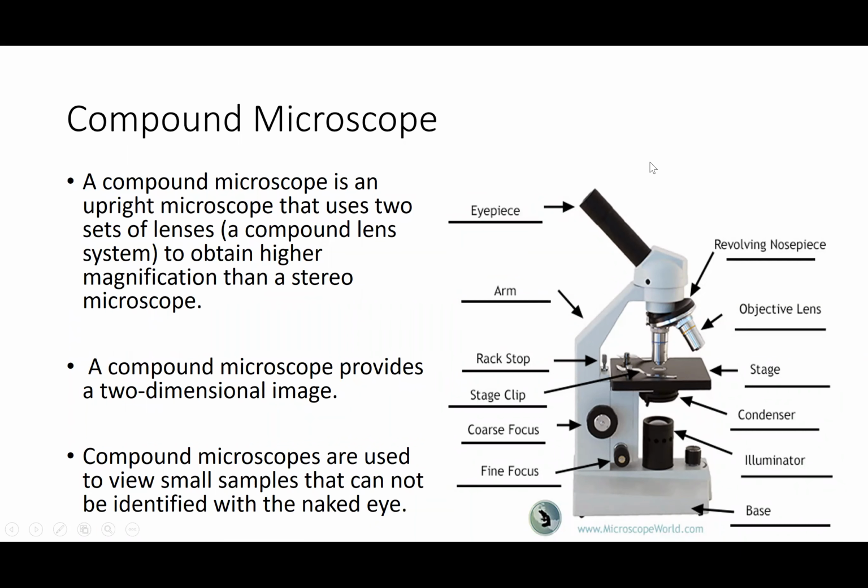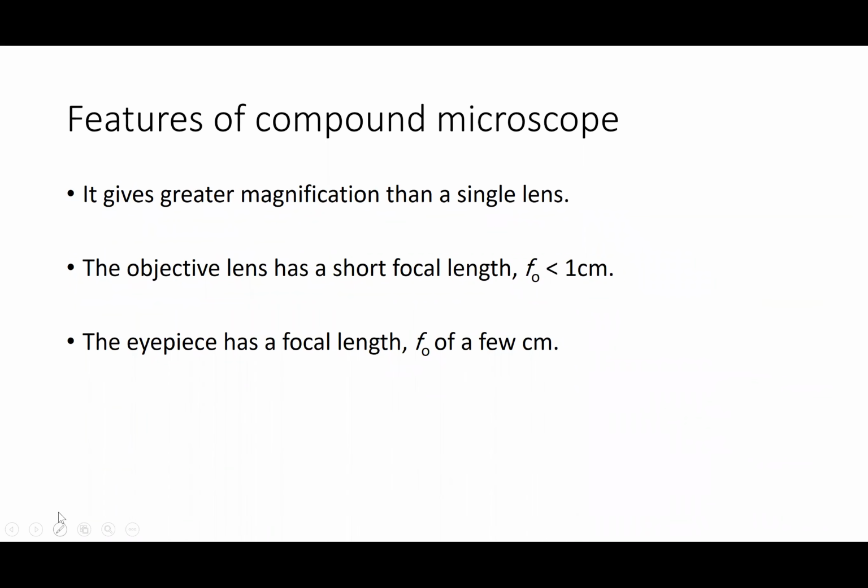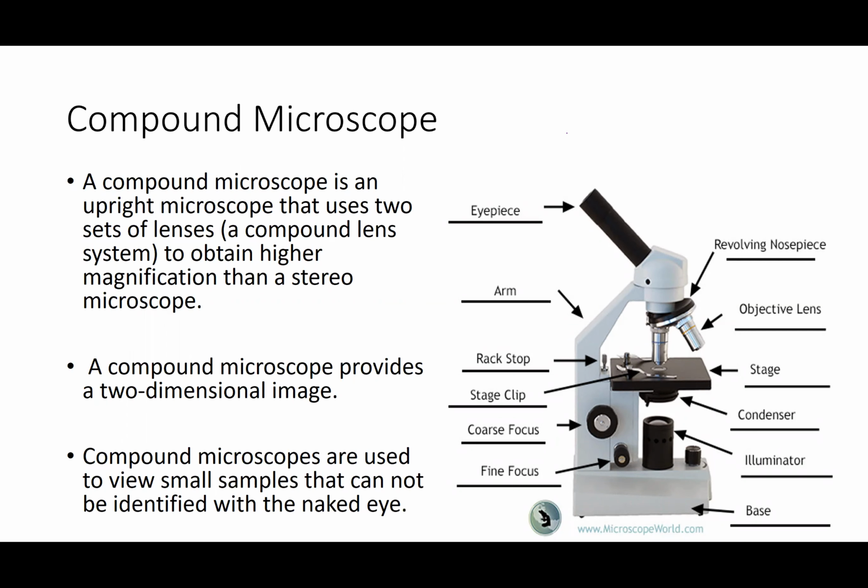Compound microscope. When higher magnification is required, we will use a compound microscope. A compound microscope is an upright microscope that uses two sets of lenses to obtain higher magnification than a stereo microscope. A compound microscope provides a two-dimensional image. Compound microscopes are used to view small samples that cannot be identified with naked eyes.